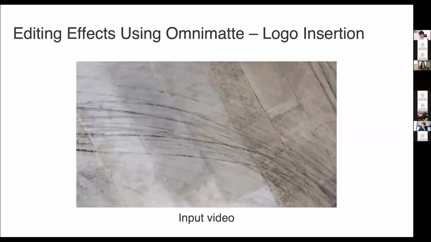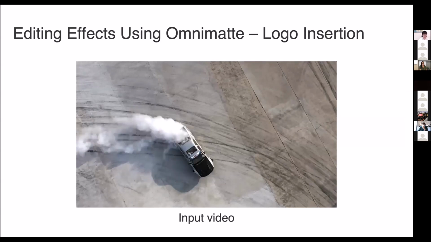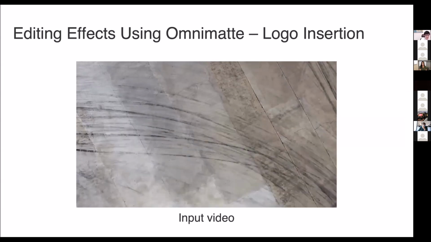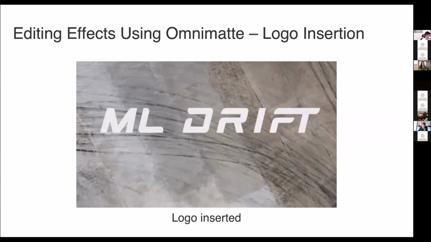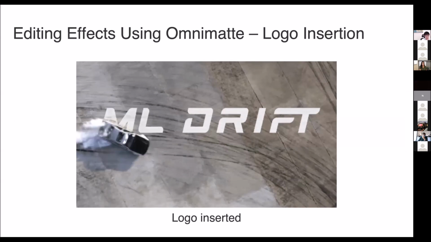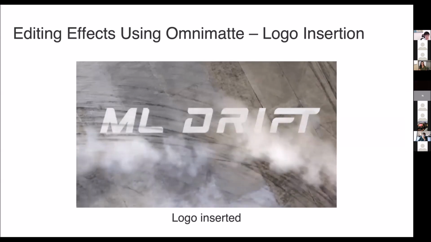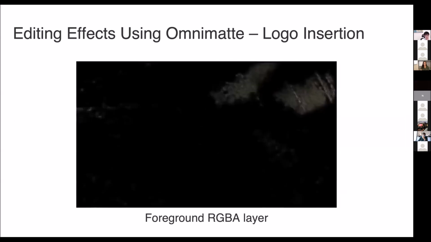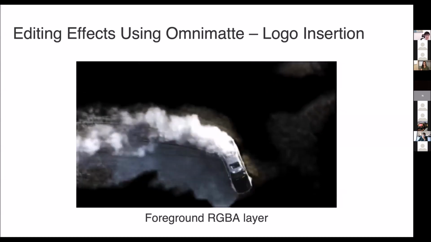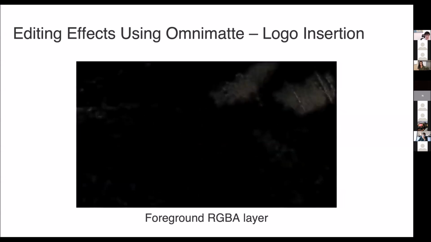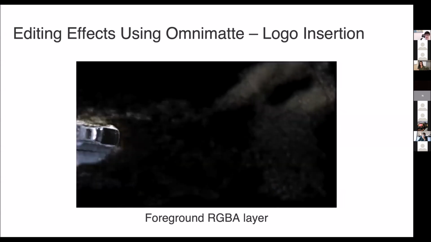This is a real application where we were asked by a team to take this video and place a logo behind the car on the ground. So we used our Omnimatte to separate the video into background and foreground layers, and we were able to separate out the smoke and place the logo right below it. And here you can see the RGBA layer for that video. Just imagine doing this in Photoshop. This is really, really challenging.